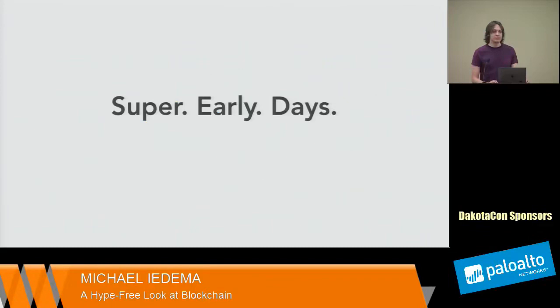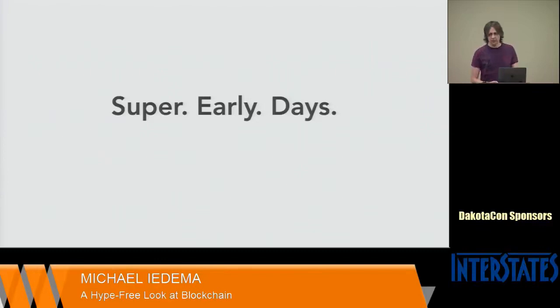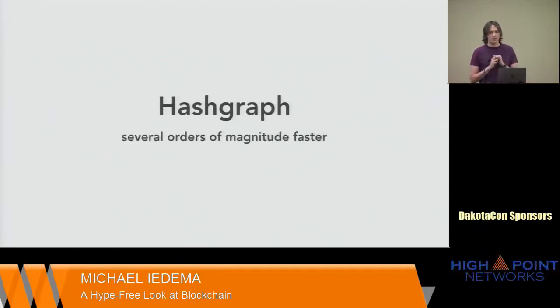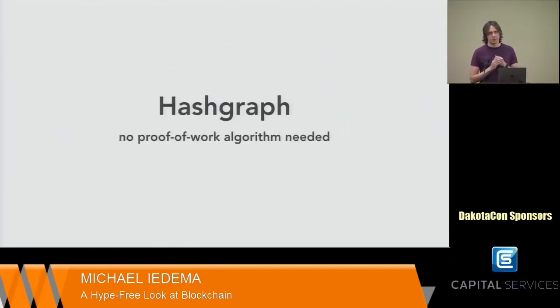Anyway, super early days. If there's any problem with it right now, it might get solved. I would guess it gets solved. It's the very, very beginning of everything. There's even a new one called Hashgraph. It's not blockchain. It's orders and orders and orders of magnitude faster. It doesn't require any proof of work, but it's patented and owned by a private company because they're smart and they want to make money. I mean, surprise.